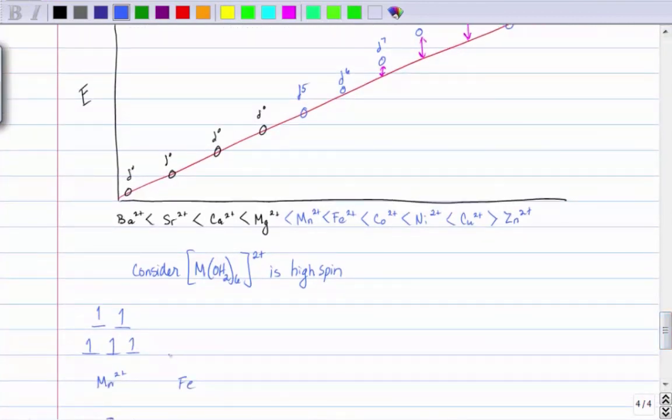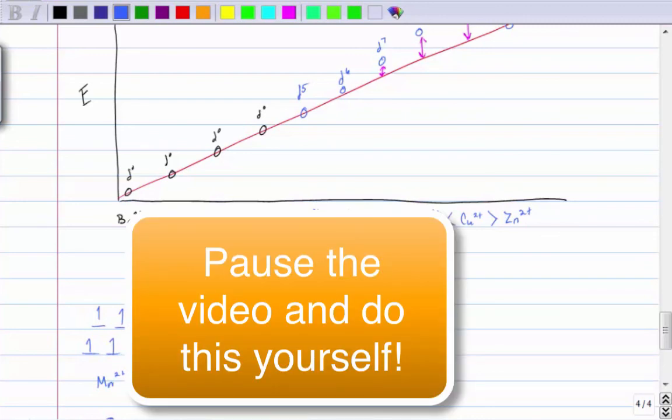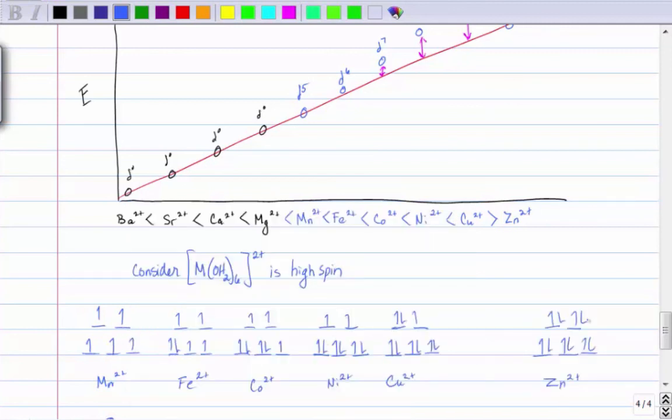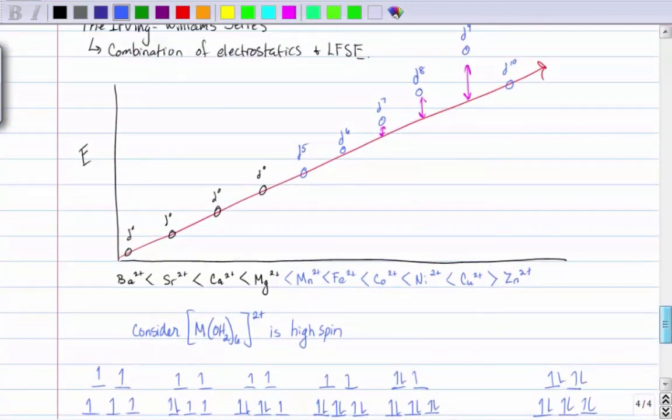So let's calculate the ligand field stabilization energies for these different situations. Go ahead and do that. Write out the electron configurations for all of these d electron situations and calculate the ligand field stabilization energy. And I want you to explain to me why copper 2+ is so much more stable than the rest.